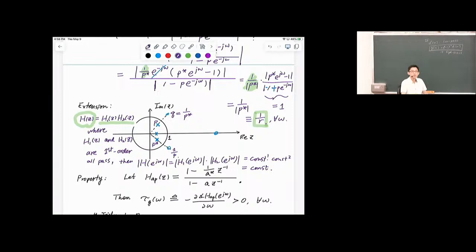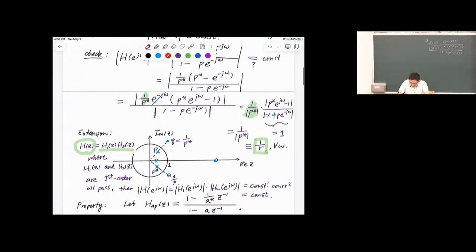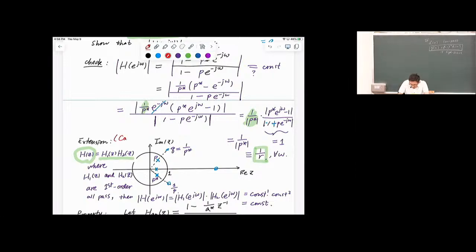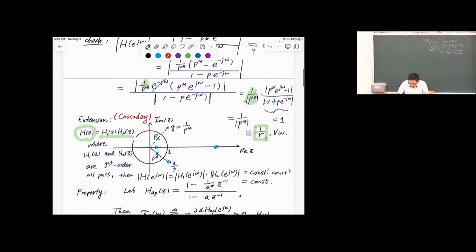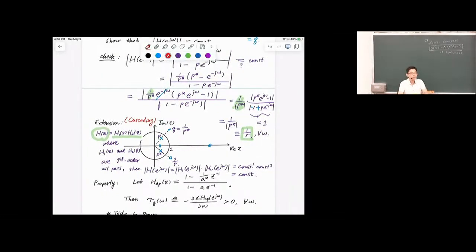If you keep putting them in series, that's what I mean by cascade. Maybe I should write it down. Cascading first order systems, if each of them is all-pass, the product is also all-pass. All-pass is the property of having a constant magnitude. So when we cascade several all-pass systems, the result is still all-pass. That's pretty clear, right? So that's the first thing to notice.